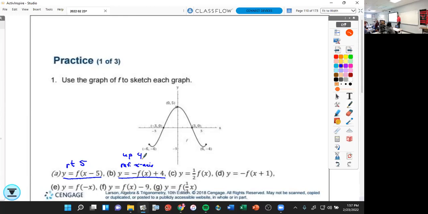The 1/3 is inside the parentheses. It's modifying the x, which is the horizontal direction. Because it's inside, it's going to be backwards from the obvious. 1/3 is actually going to be a stretch. And stretching something by a factor of 1/3 makes no sense. So take the reciprocal of that. We are stretching it horizontally by a factor of 3.